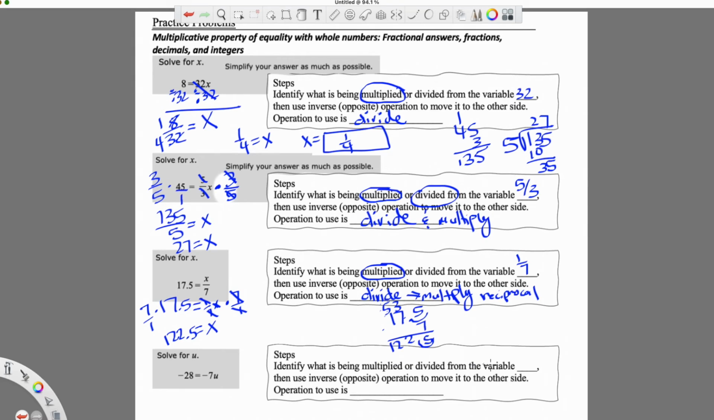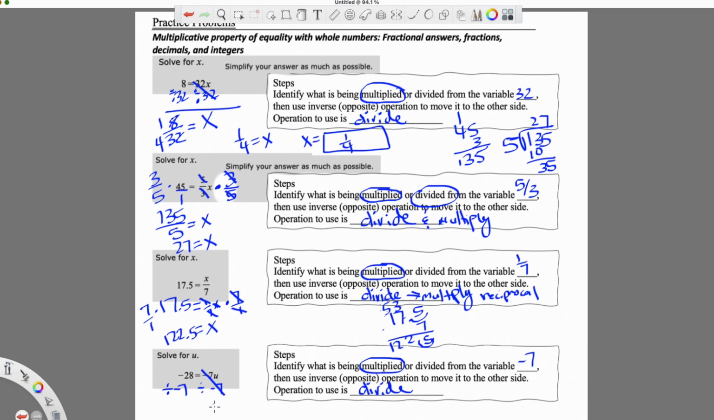All right, so our very last one here. Solve for u, so -28 equals -7u. So we're going to identify what's being multiplied or divided by the variable. So we're multiplying by -7. And our opposite operation is going to be divide. So we're going to divide both sides by -7.